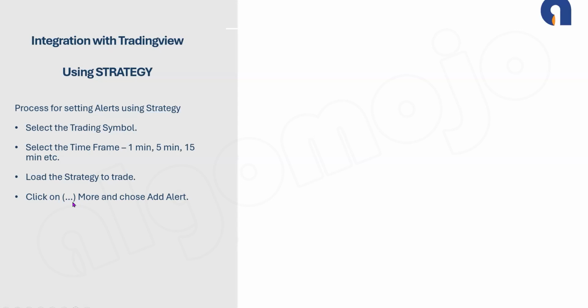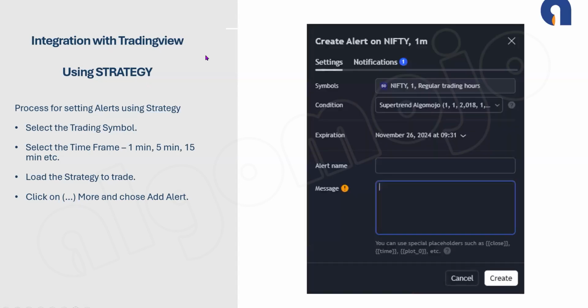Then the next step would be, once you load the strategy, against the strategy, there's something called a more button, which is there. If you go and click on that, it will open up a page like this. It gives you a facility for creating an alert with certain details updated and certain details that need to be filled by us. The details that need to be filled by us will be something called the alert name. You can give any name.